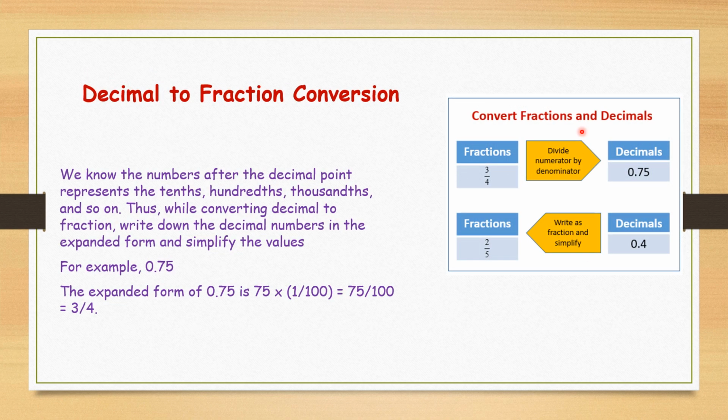Now the conversion of decimal to fraction. For fractions to decimals, you already know that you divide the numerator by the denominator. Now what about decimals to fractions? Just write the number in fraction form. Fraction form means 0.4 will be 0.4 upon 1; remove the decimal and simplify it. So 0.75: how many digits are there after the dot? There are 2 digits, so in the denominator there will be 2 zeros. So it will be 75 upon 100. If you simplify it, it will be 3 by 4.